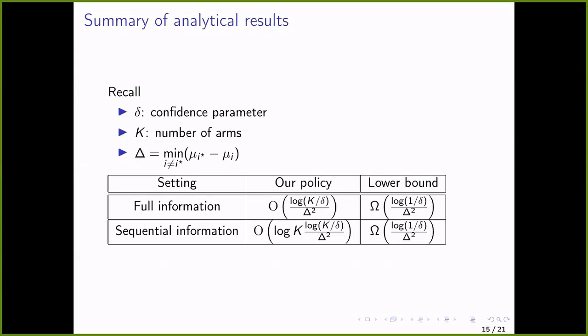Here is a summary of our analytical results. We note that sample complexity under our policies for both settings scales polylogarithmically and is at most a polylog factor away from optimal.